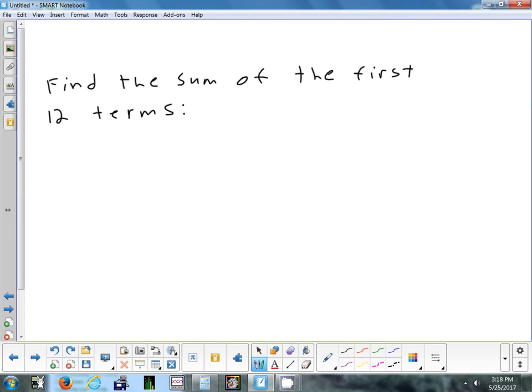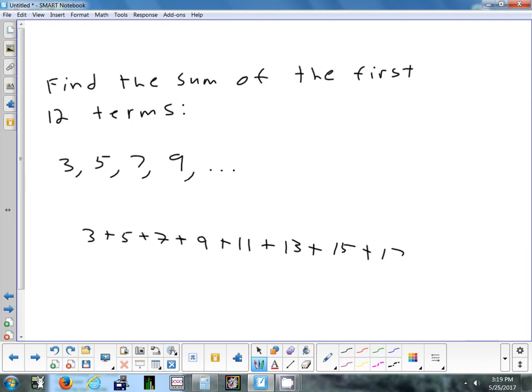So let's say we had, I'm not going to do one that's overly tough, 3, 5, 7, 9. So what's the pattern here? Yeah, we're just adding 2. So one thing you could do to find the sum of the first 12 terms is try to figure out a formula. Or, since this isn't bad enough, you could really just list out the first 12 terms and add them up. So what would be your terms after 9? 11. Yep. 13.